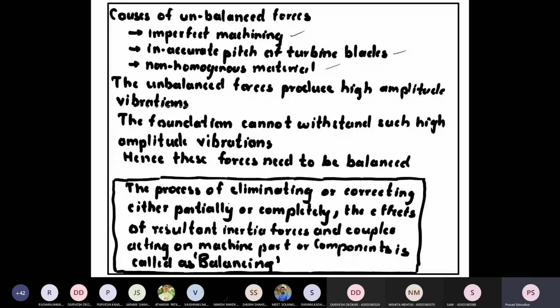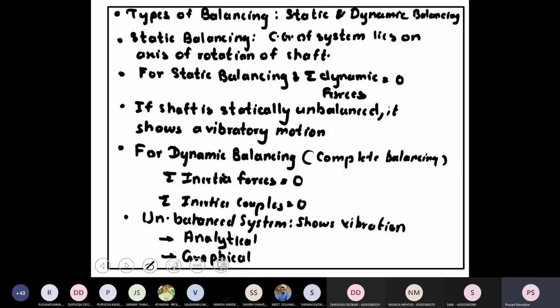Or component. So this is what is called balancing, and there are two types of balancing which we have discussed: static balancing and dynamic balancing. In static balancing, the summation of all the dynamic forces should be zero, and here inertia forces should be zero, and inertia couples also should be zero. There are two methods: analytical and graphical. We are going to solve the problems by graphical approach.